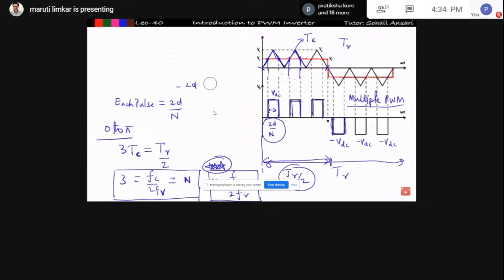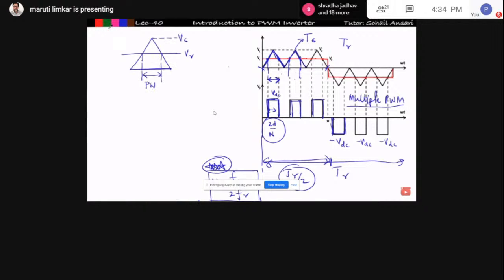This is really important. See, this width I need to find, means I need to find this point. So take this reference wave and take this carrier wave. One carrier wave, you can take it like this. This is my carrier wave, and let us say this is my reference wave having value VR, and this is the width of each pulse. Now understand how to find the pulse width of each pulse. Okay. So let us take this value. What is the value of this?